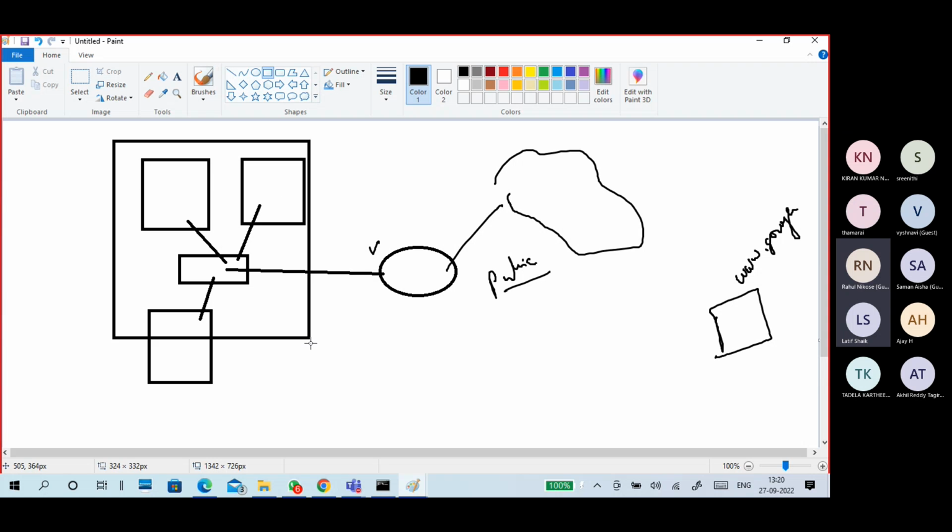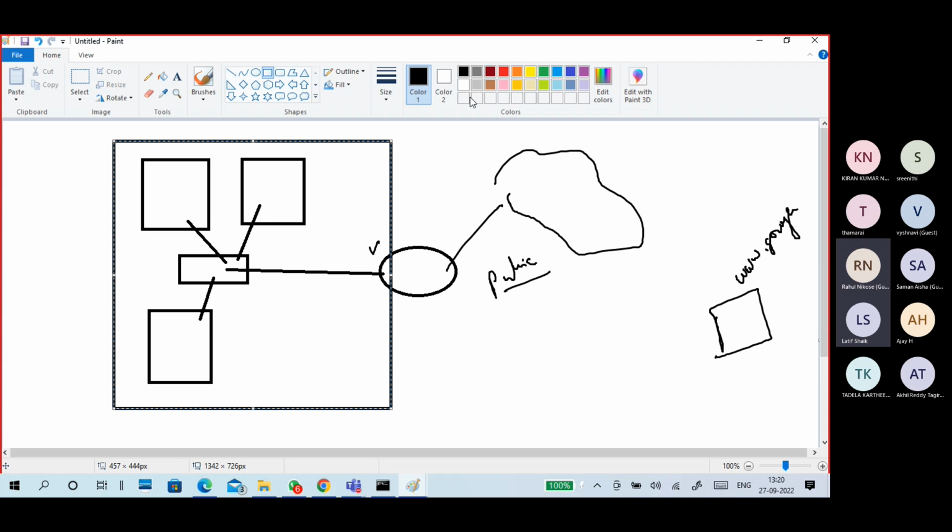So this is your LAN, up to here only. Your main LAN network. You can communicate with each other without any internet connection. You don't require a router or anything. To communicate here, you can use private IP addresses. But to communicate from here to outside, you need a public IP address.